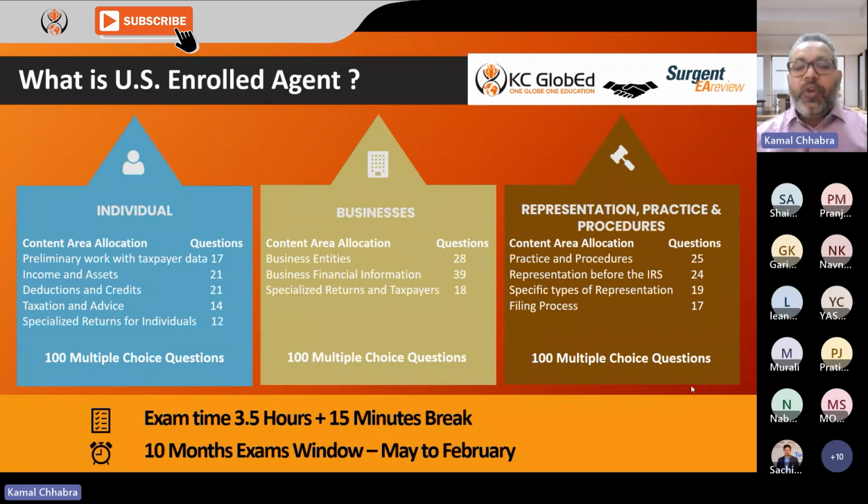And each exam would be of 100 multiple choice questions. There is no theoretical question at all. Every question has four options. You need to select the best right option.